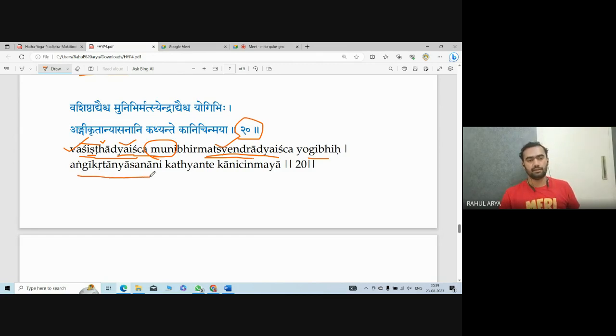Angikritya nyasanani, they are telling about kathyante kanichinmaya. They are telling about which kind of asanas they described. Here Swatmarama is clearly saying that I am not explaining on my own, I am just following Vasishtha and the other Munis and Matsyendra and the Nath Gurus. I am just telling whatever they told. Here it says Angikritya nyasanani: whatever is described by the Munis and the Nath Yogis, I am telling that. Kathyante kanichinmaya.